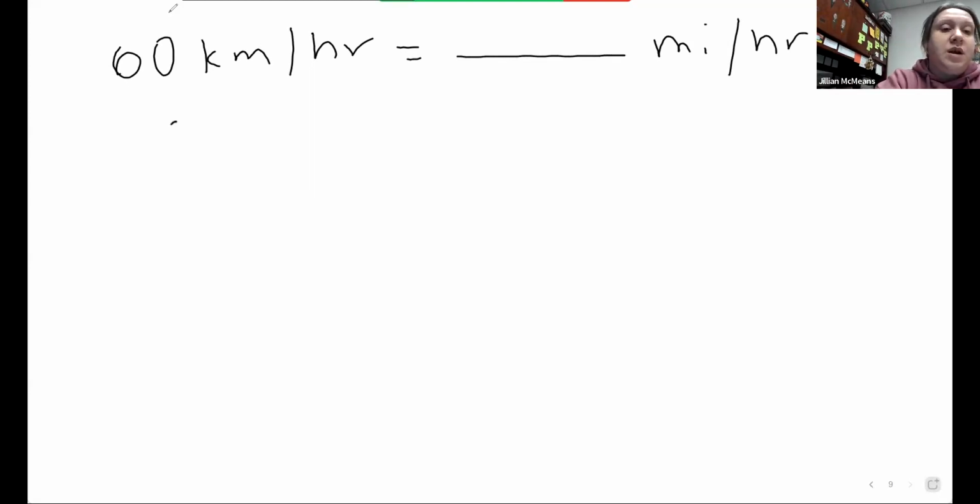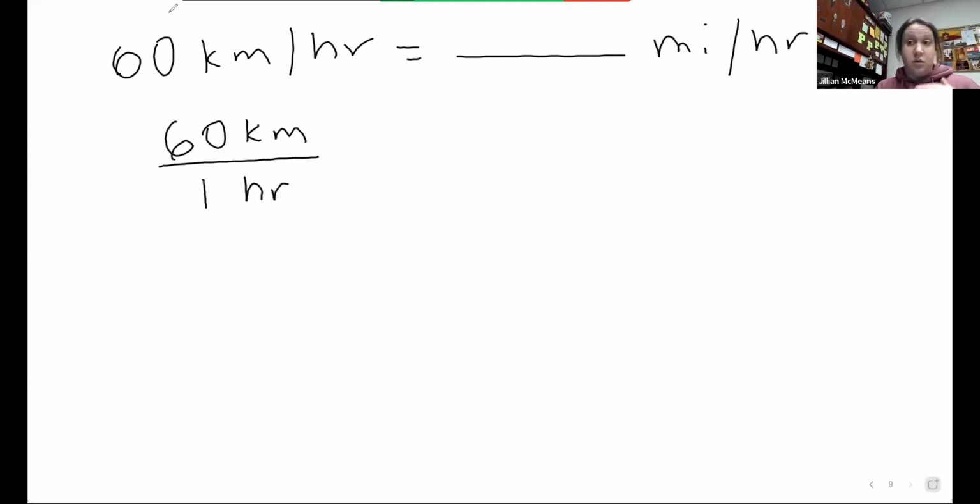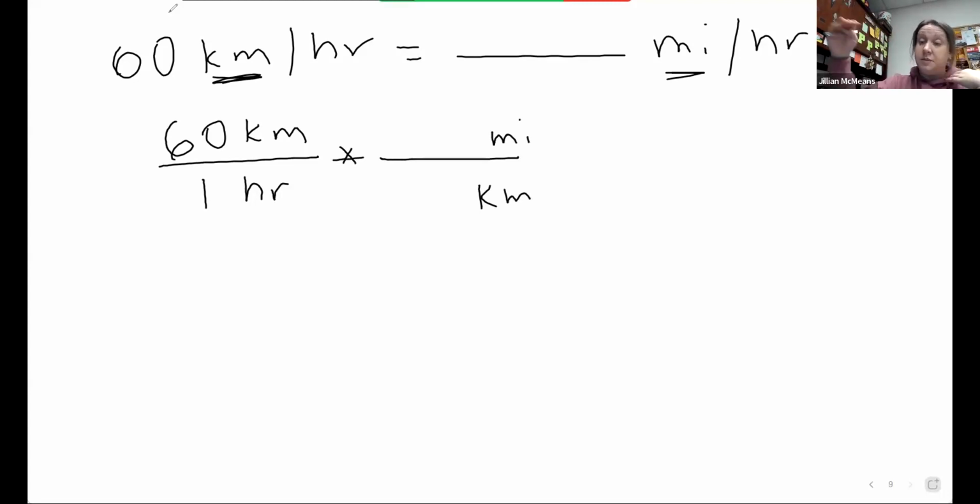So when I write what we know, I'm going to write it as 60 kilometers over 1 hour. So it's not just over a single one, it's over 1 hour now. And I still need to convert the kilometers to miles. Luckily, the hours stay the same, so we don't have to do anything with that. Just like before, I would multiply by something that relates kilometers to miles. Notice where I put the kilometers. I want the kilometers top to bottom to cancel.